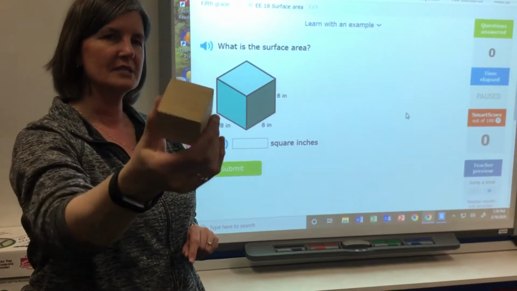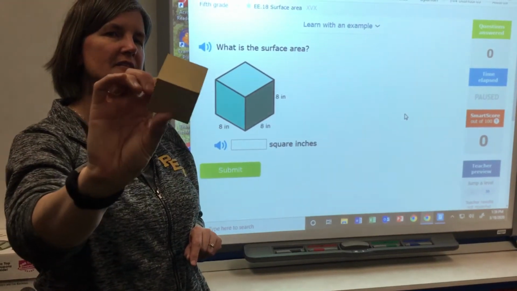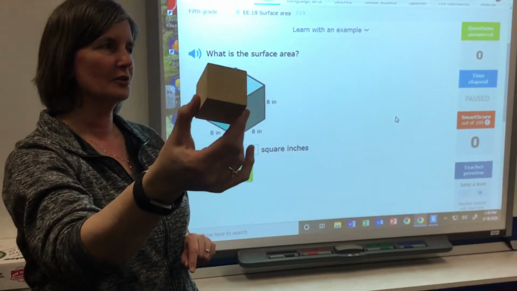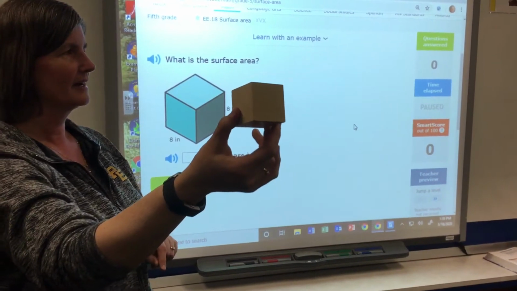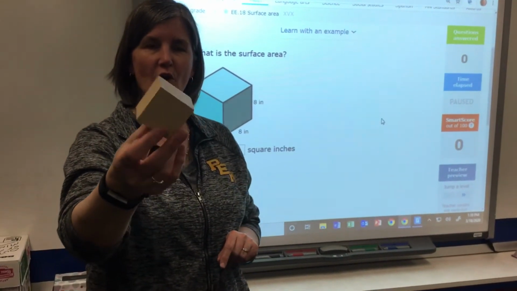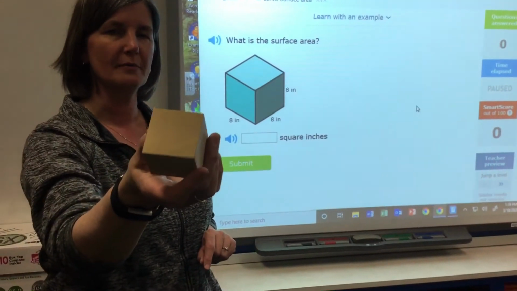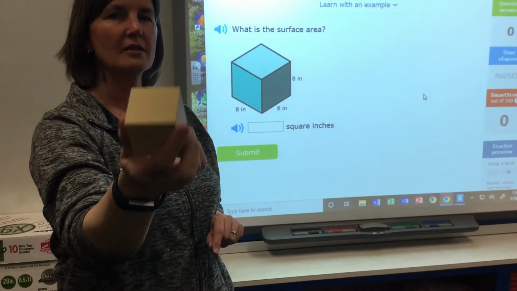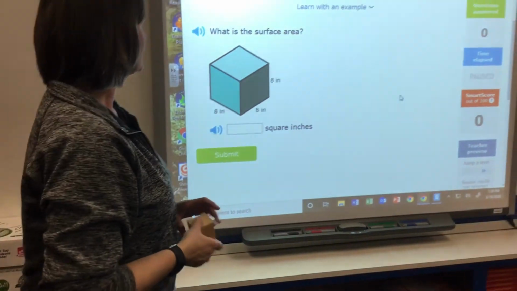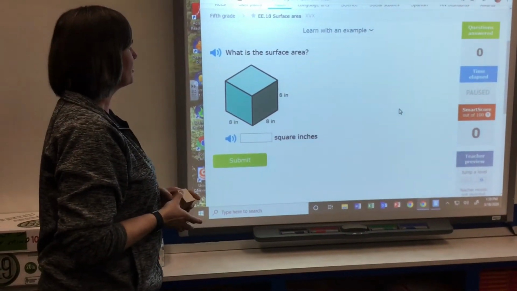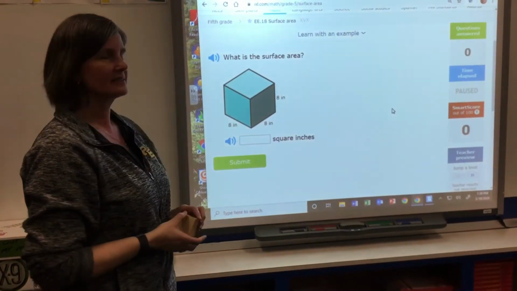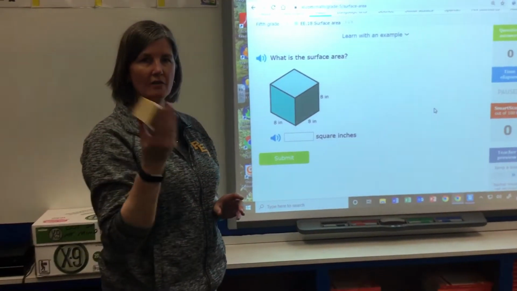What are the characteristics of a cube that make this a special rectangular prism? All 6 of the faces are the same. That is correct. All 6 sides, all 6 faces of this rectangular prism in a cube are the same. All right, so let's take a look at the example up on the board here, and they are asking us to find the surface area of a cube.